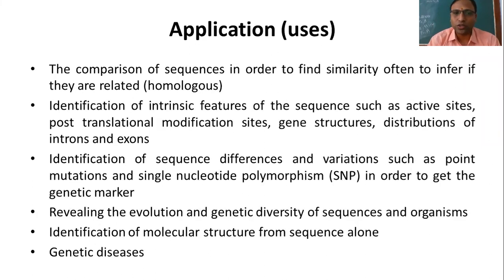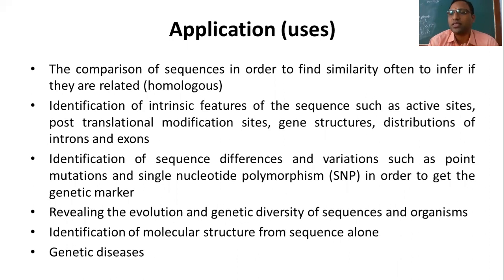As for applications, the first use is the comparison of sequences to find similarity, often to infer if they are related or homologous. If similar sequences are available, they give a score saying they are very similar, nearby, or in the same family or type. That is the homologous nature. Another is identification of intrinsic features of the sequence, such as active sites, post-translational modification sites, gene structures, and distribution of introns and exons if you are using eukaryotic samples. All these can be analyzed in the particular genome or gene sequence.